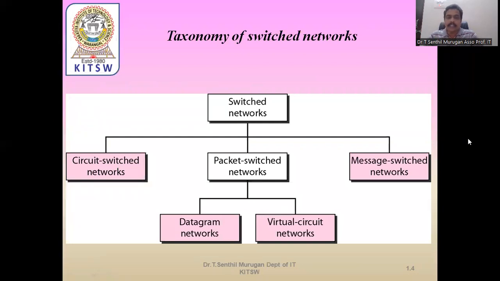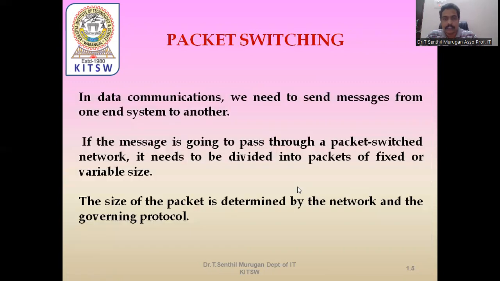In the classification of switched networks, we have circuit switched network, packet switched network, and message switched network. Circuit switched network works in the physical layer. Packet switched network may work in both the data link layer and the network layer. In the network layer, it mainly works as switching the packets. There is a classification: datagram network and virtual circuit network. According to that, we are going to discuss in this lecture.